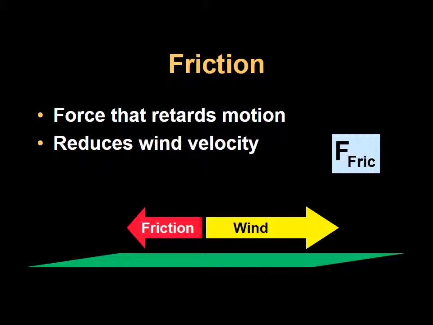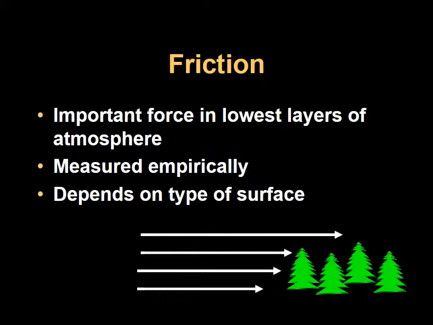Another force that we're going to talk about is friction, or at least we'll talk right now kind of qualitatively and not necessarily quantitatively. Friction is a force, of course, that retards the motion of the wind, and it acts in the opposite direction of the wind. It's very important in the lowest layers of the atmosphere. We've come up with relationships that talk about friction and different types of surfaces. But it is confined to mostly, as I mentioned, the lowest part of the atmosphere.